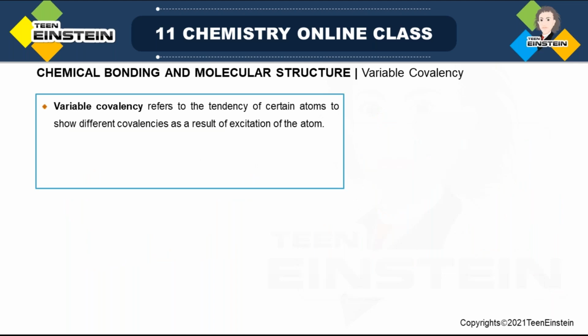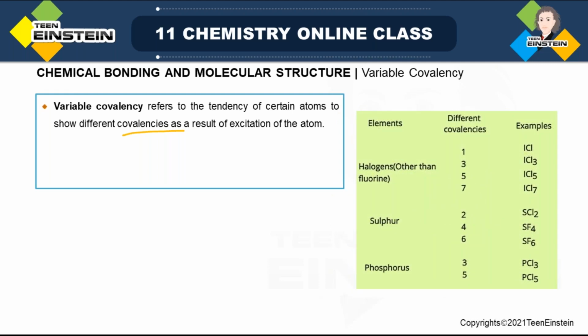So after finishing variable electrovalency, variable covalency. Variable covalency refers to the tendency of certain atoms to show different covalencies. It is just like electrovalency, but now we are using the different term covalency, because now we will talk about only covalent bonds. So the valency that you observe in a covalent bond, you can call covalency. And the valency in an electrovalent bond, electrovalency. That is the difference.